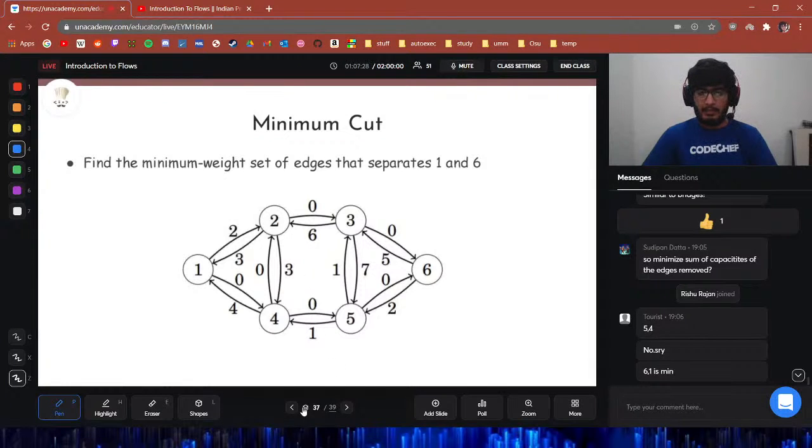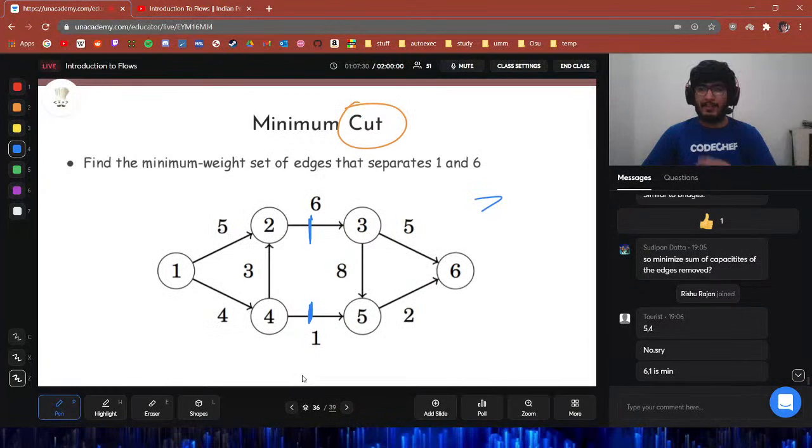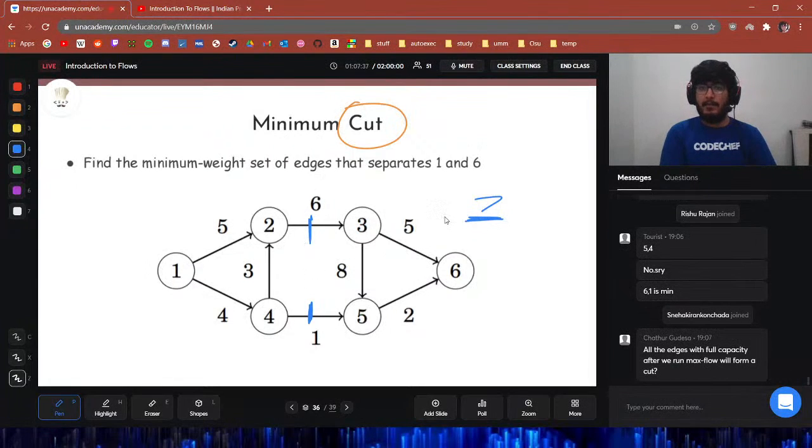Oh yeah, the answer is 6 1, right? I was confused by the 5 4 that you wrote. The answer is 6 plus 1, which is 7, right? So how does this equate with the maximum flow that we have been reading up until now? All the edges with full capacity after we run max flow will form a cut?